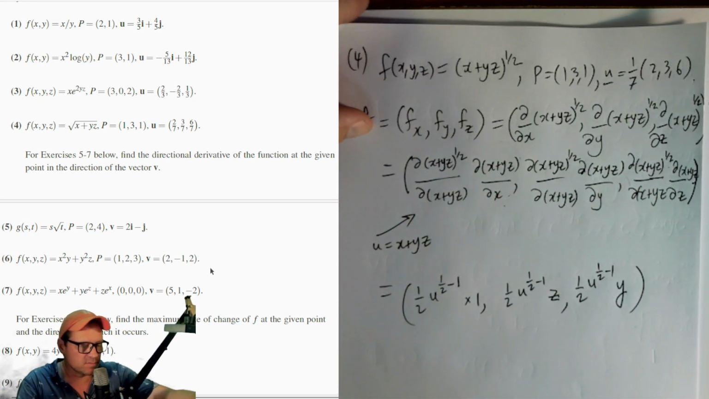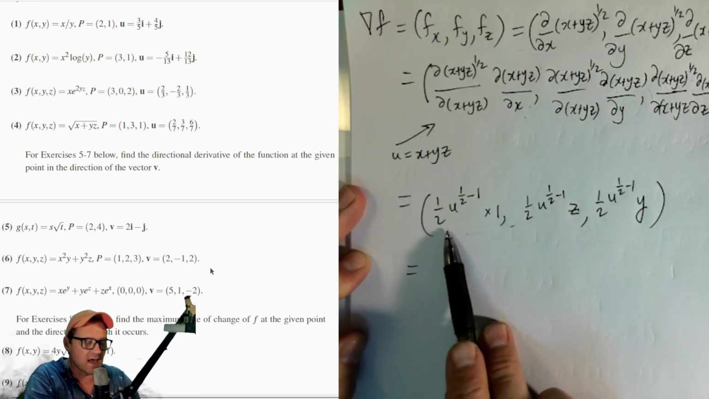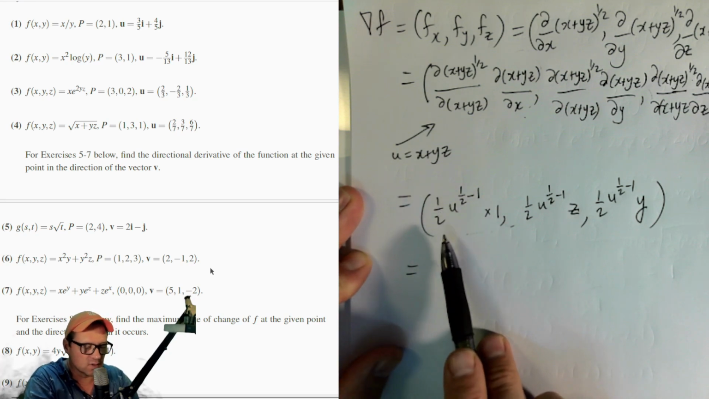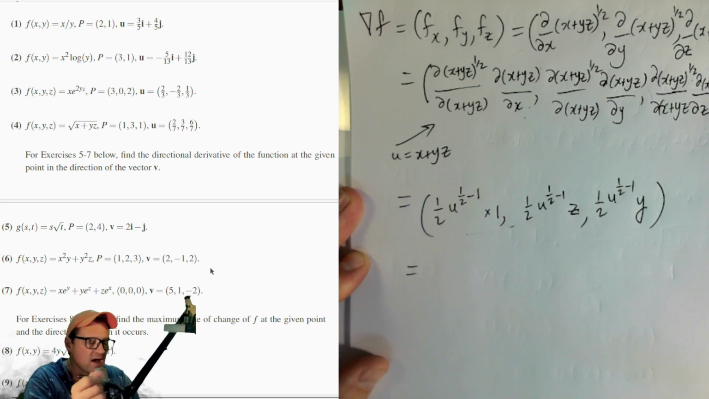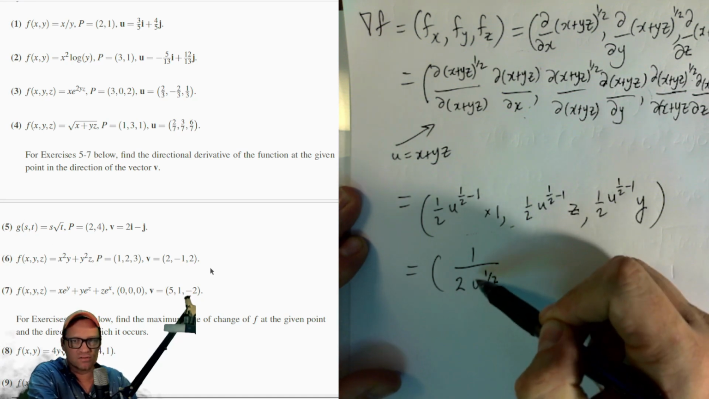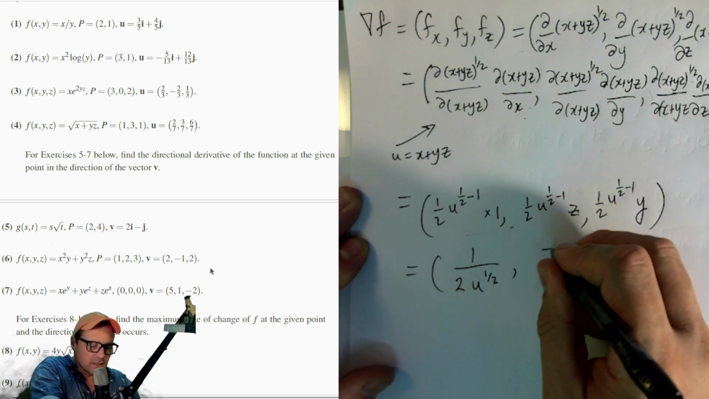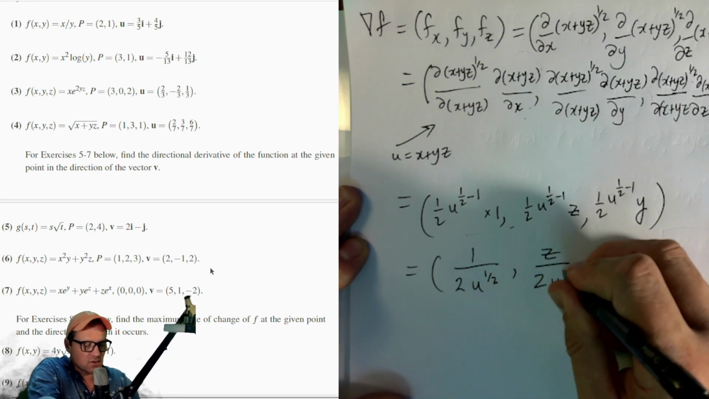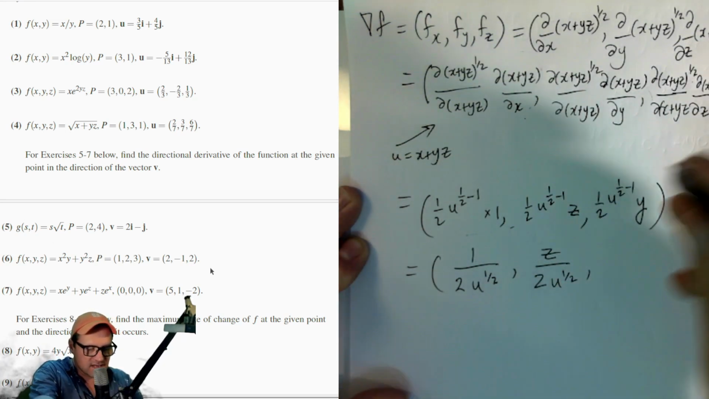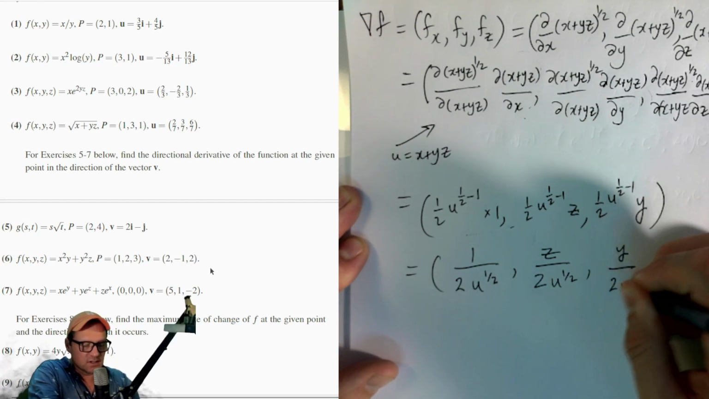All right, so simplifying this, we can write this one as 1 over 2 u to the 1/2, because 1/2 minus 1 is minus half, and then we can bring it down to the denominator. Similarly, the second component is z over 2 u to the 1/2. And the z component of this gradient vector is y over 2 u to the 1/2.